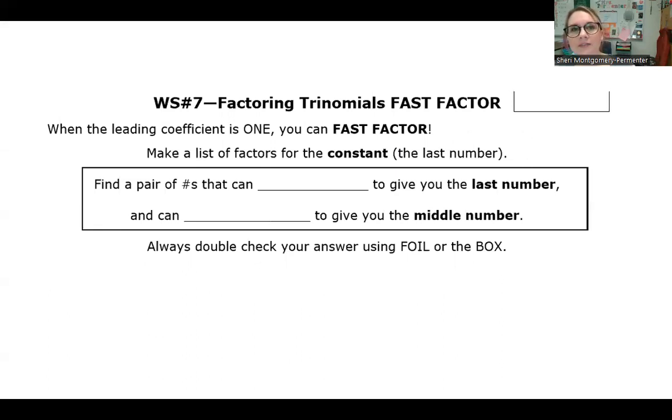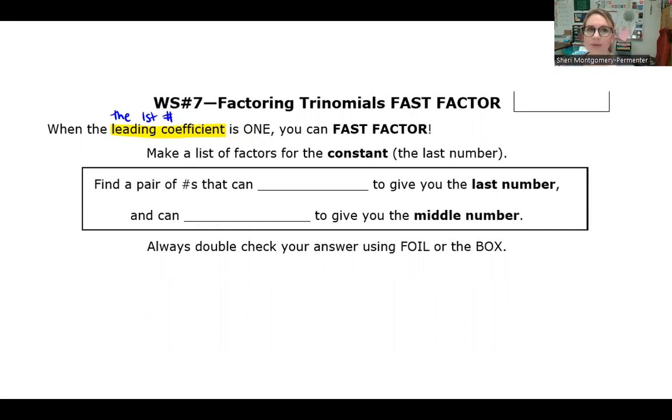Today we're going to do fast factoring. That's what I call it, fast factoring. And so when you fast factor, the leading coefficient, that means the first number. So a leading coefficient is a first number. When the first number is 1, you can fast factor. When the first number is 1.